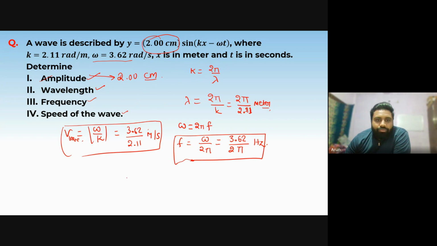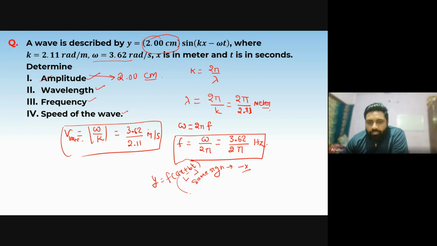Because I have told you that in the wave function, the argument is ax plus or minus bt. So if ax and bt have the same sign, then in this case the wave is moving in the negative x direction. And if they have opposite sign, the wave will move in the positive x direction.